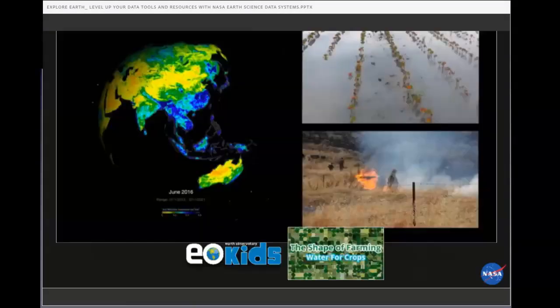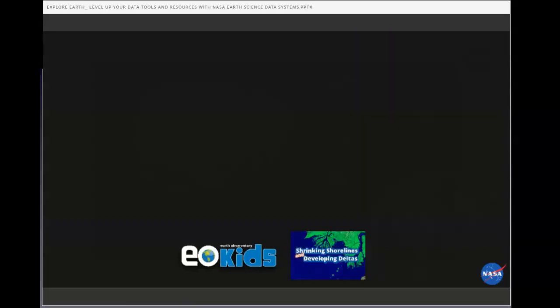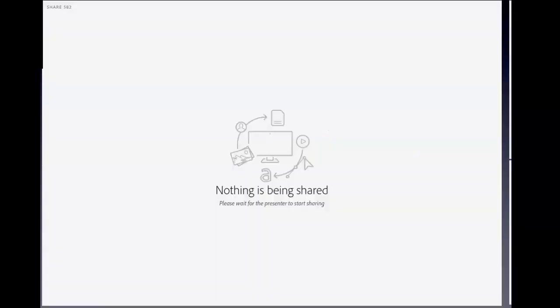One of the things I've not done well is, let me go back, showing you the linkages. Now, can I share my screen? I'm going to click on this Shrinking Shorelines and Developing Deltas. This is the EO Kids. All right, so excuse me as I navigate this. Okay, we're here. I'm going to share.